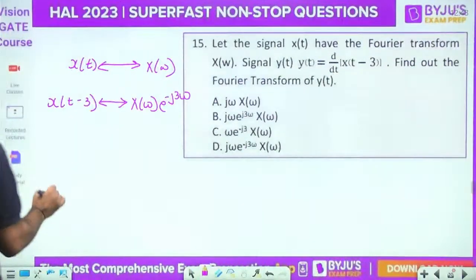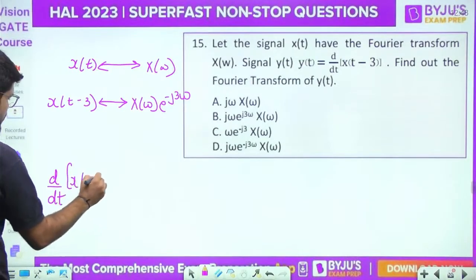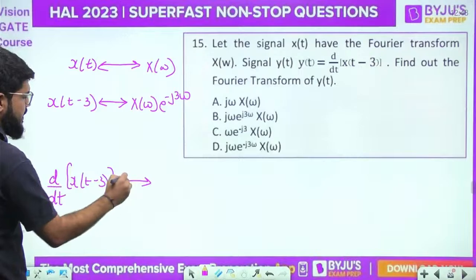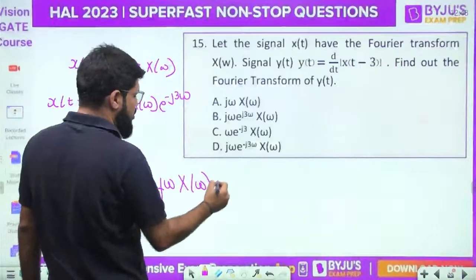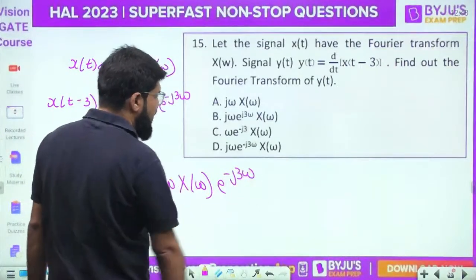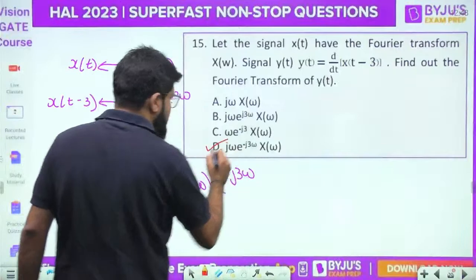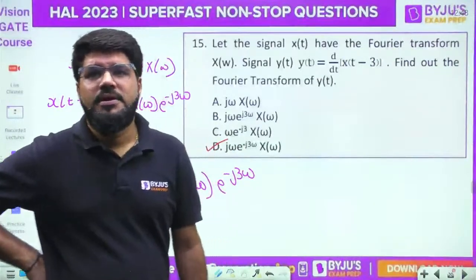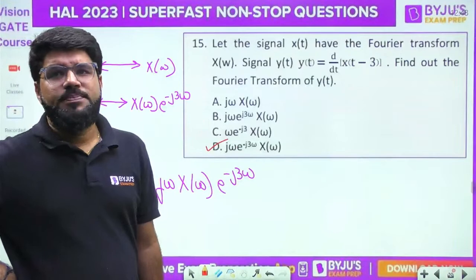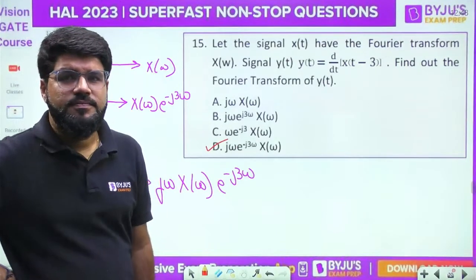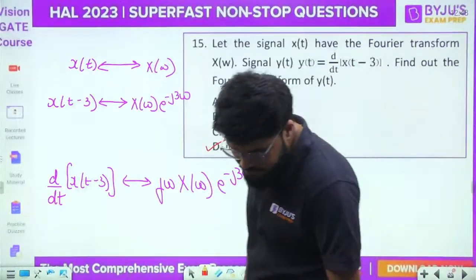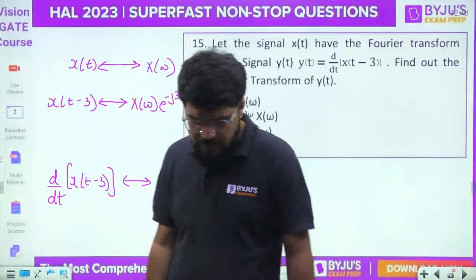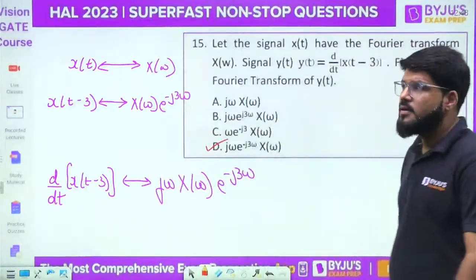Now, the derivative property. When you take the derivative of any signal, the Fourier transform is simply multiplied by j omega. So it is simply j omega into the previous one, that is j omega X(omega) e power minus j3 omega. So this is the correct answer, which is option number D. Yes, Prem and Kunal, correct answer D. Done? Moving ahead to the next question then.